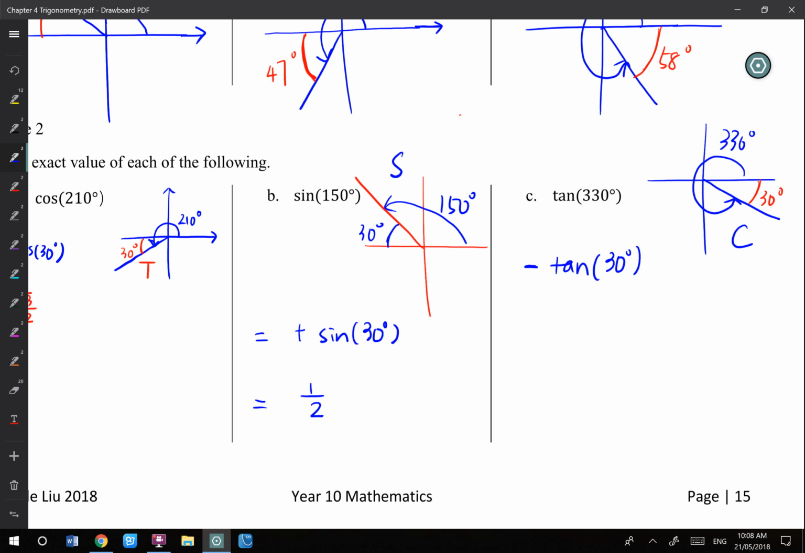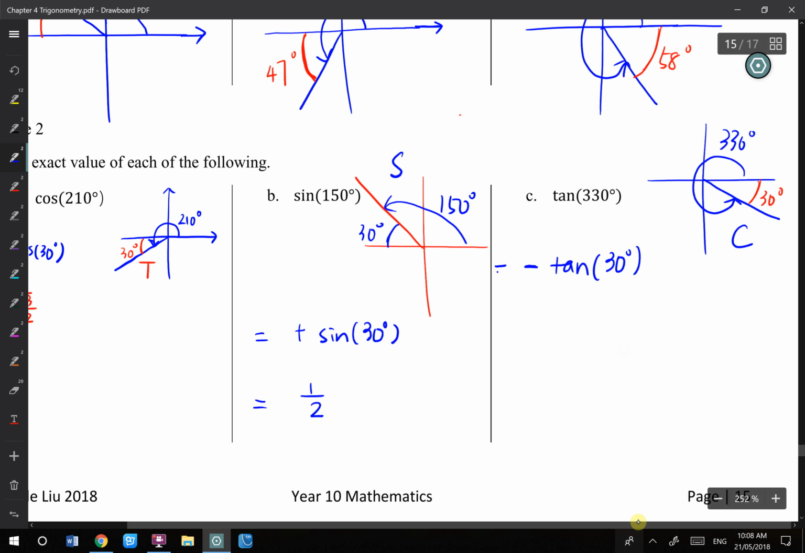Because tan 30 is positive. Remember, for any acute angle, sine, cosine, tan will be positive. So now I need a negative number overall, so I add the negative sign onto that. And that gives me negative root 3 over 3.